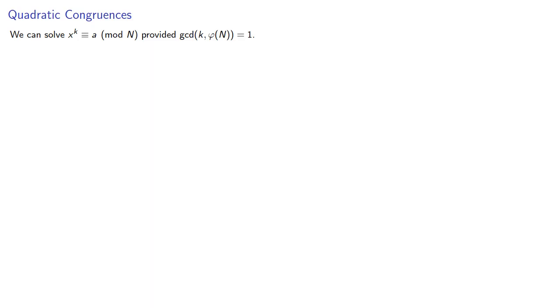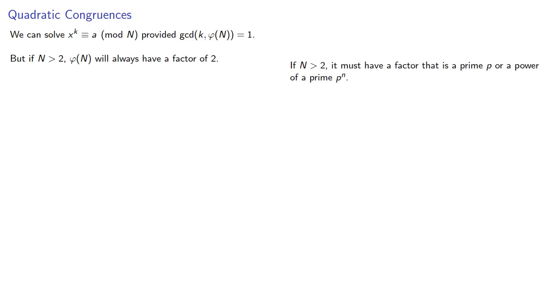We can solve x to the power k congruent to a mod n provided the greatest common divisor of k and phi of n is 1. But if n is greater than 2, phi of n will always have a factor of 2. That's because if n is greater than 2, it must have a factor that is a prime p, or a power of a prime p to the n.